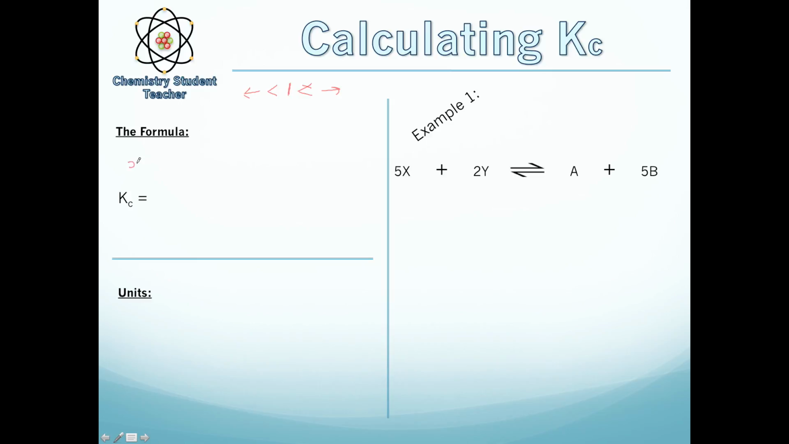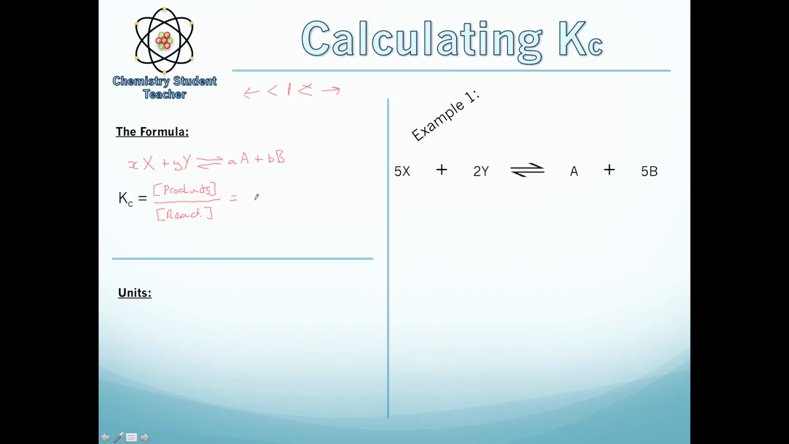So if we have a simple reaction, x moles of X plus y moles of Y is in equilibrium with a moles of A and b moles of B, then we can actually work out the Kc of that. So Kc is defined as the concentration of the products, where the square brackets are a shorthand for concentration, rather than writing concentration. So it's the concentration of products over the concentrations of reactants.